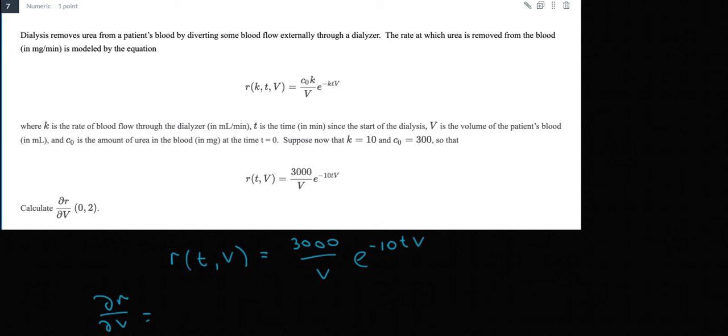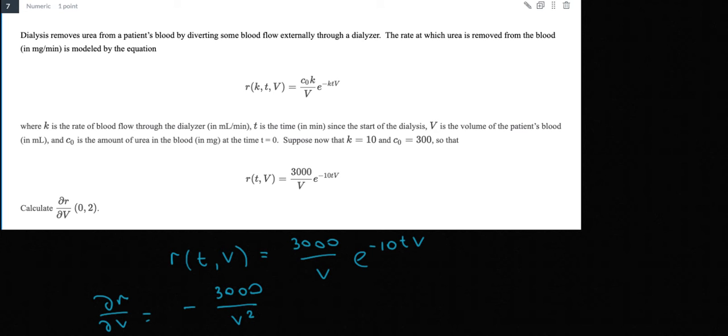Because the function is a product of two terms, we will need to use the product rule to calculate the derivative. The product rule says that when we differentiate a product of two functions, the derivative is equal to the derivative of the first factor multiplied by the second factor, plus the first factor multiplied by the derivative of the second factor. The derivative of the first factor, 3000 divided by V, is negative 3000 divided by V squared.